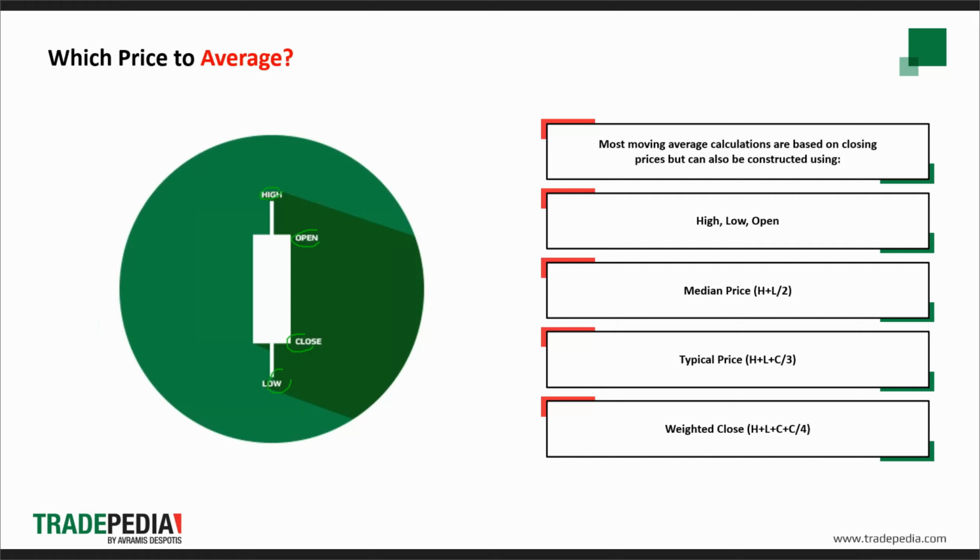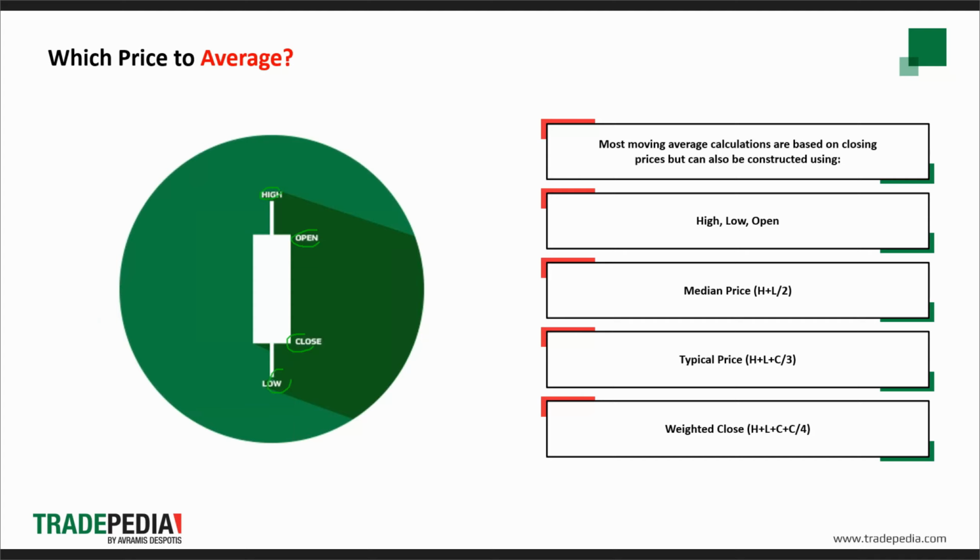Personally, I don't use these prices, the median price, typical price, weighted close. I use the closing prices, because it is true that the closing price is the most important price to look at. That's for me personally. When I place my own trades, and when I use the moving average, I use the closing prices. But it all depends on what kind of strategy you're looking at, and what kind of trades you're looking to take. But for me, I use the closing price.